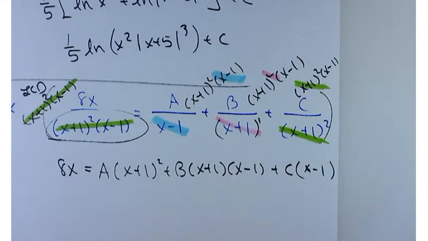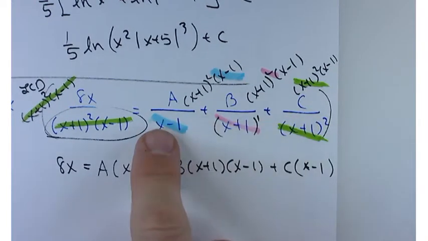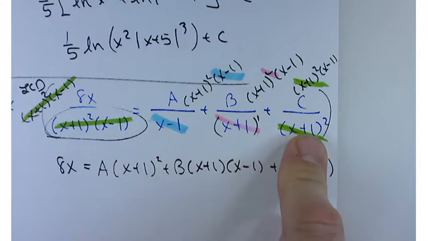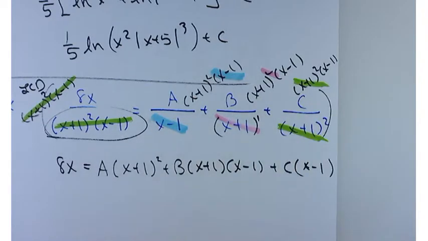Now, the order that you choose here doesn't matter. I could choose to order these denominators in any way, and I can choose to order these constants in any way. It's all going to come out the same in the end.